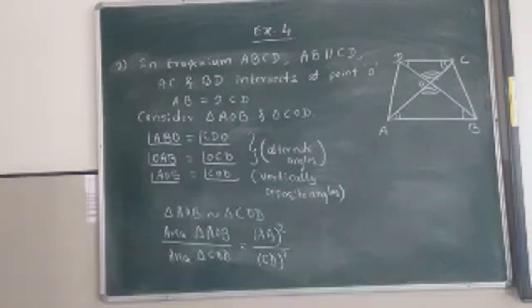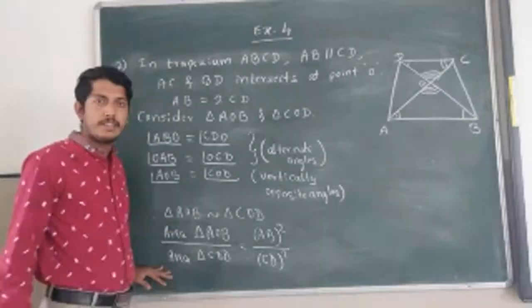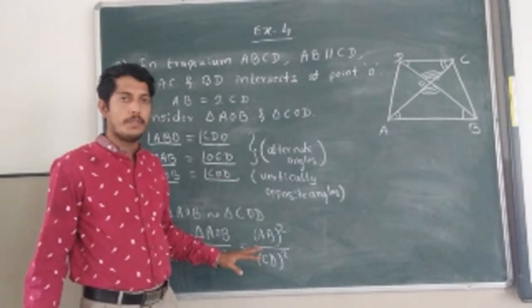And next, when two lines intersect each other, the vertically opposite angles are also equal. Therefore, angle AOB is equal to angle COD. So these angles are equal, and therefore triangle AOB is similar to triangle COD. According to the theorem, the ratio of the areas of two similar triangles is equal to the ratio of the squares of their corresponding sides. That's why area of triangle AOB divided by area of triangle COD is equal to AB square divided by CD square.